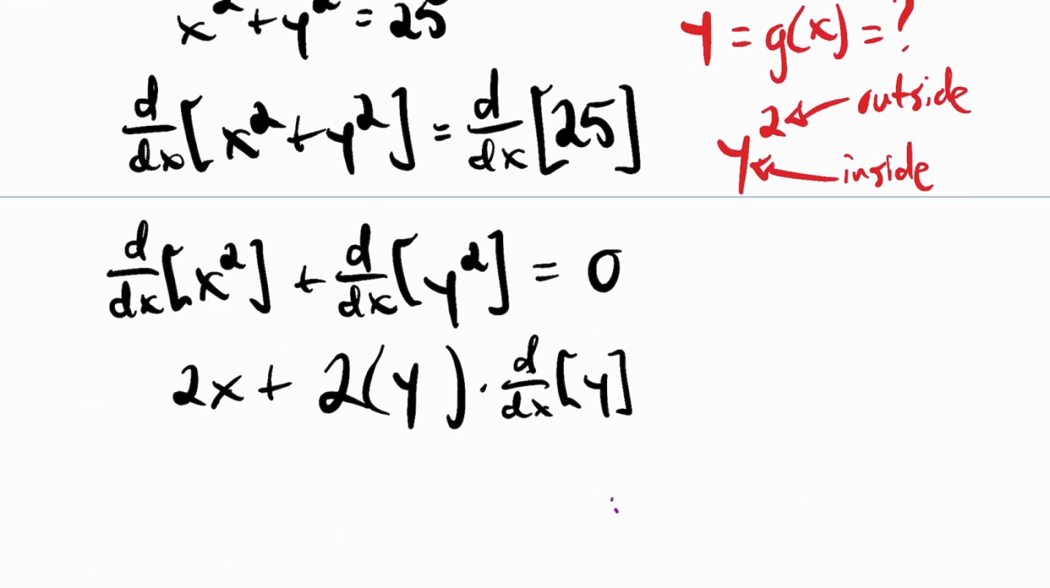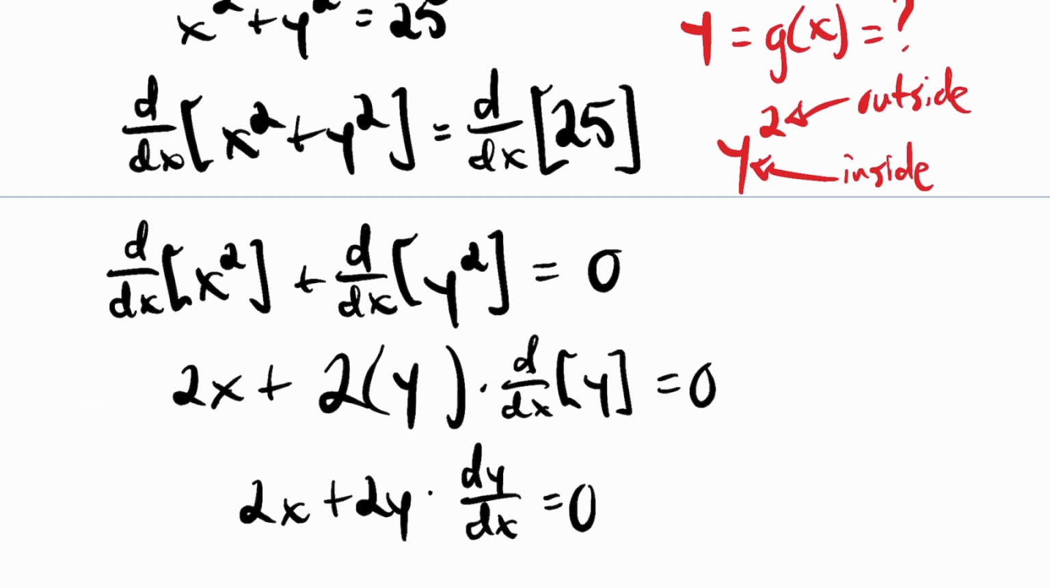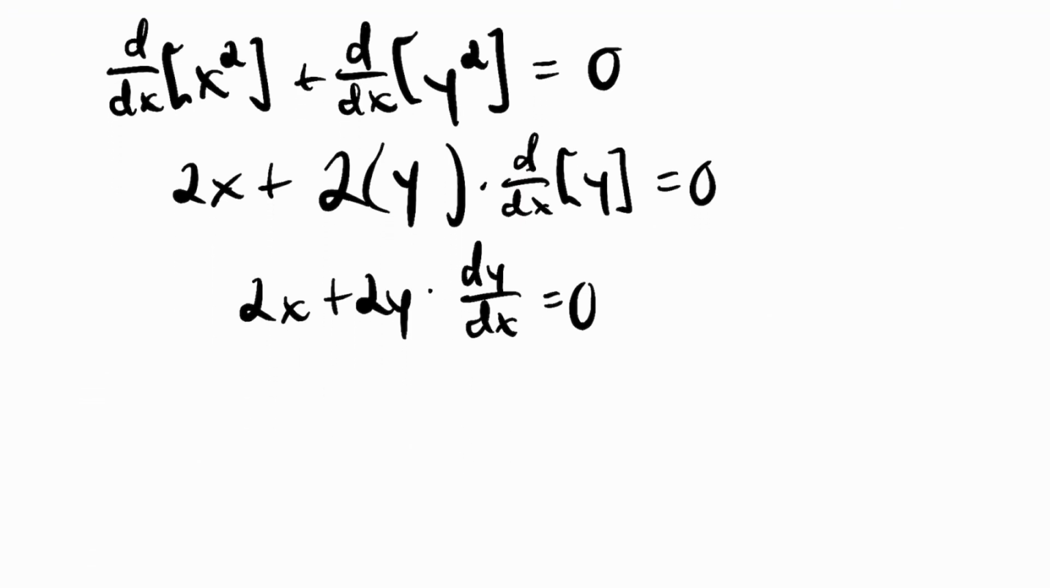So, going forward, this equals 0, of course. So we've got 2x plus 2y times dy/dx equals 0. So the hard part is over. The hard part is done. I just need to now get dy/dx by itself.